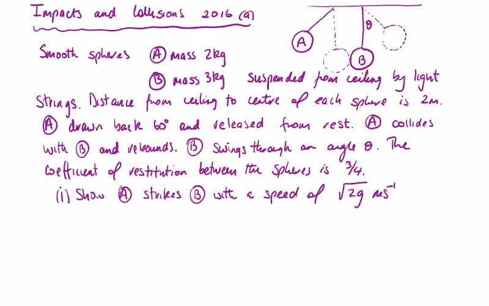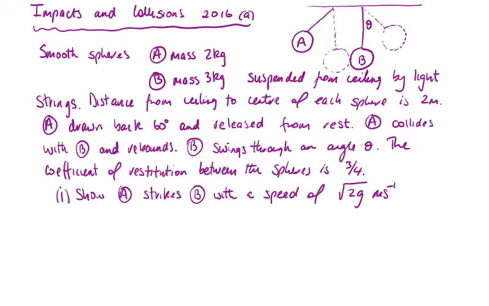Impacts and collisions, 2016 A. We're given this diagram with two smooth spheres hanging from a ceiling. A has mass 2 kilos, B has mass 3 kilos. The distance from the ceiling to the center of the ball is 2 meters. A is drawn back 60 degrees and released from rest. A collides with B and rebounds, and B swings through an angle theta.